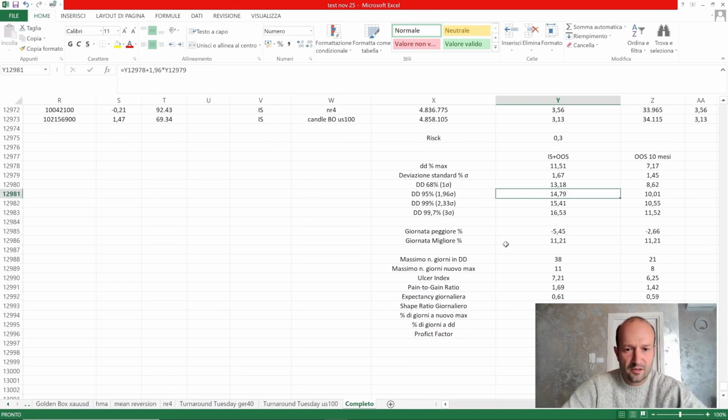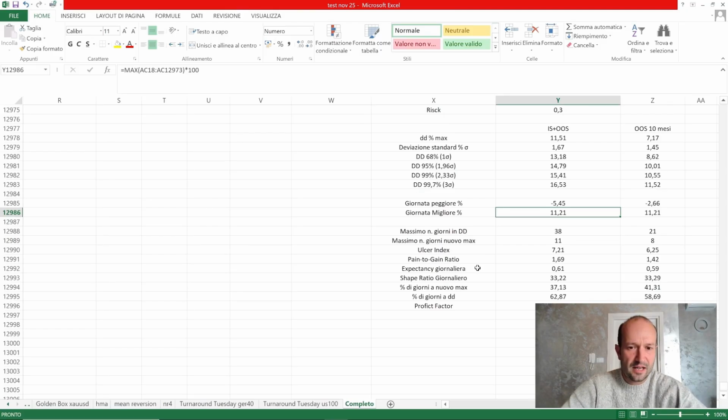The next values I calculated, which we have here in this table, are those of the worst day and the best day. What do they represent? Let's say that with this configuration, over these years of testing and out of sample, there was a day when we managed to lose a total of 5.45% in a single day. Whereas in the out of sample, it went a bit better. We only lost 2.66%. But I would also read this in relation to the best day, because the best day in our entire test was a day when we gained 11%. And here too, we have a ratio between the losses and gains of the best days that is about 2, so it is still something reasonable.